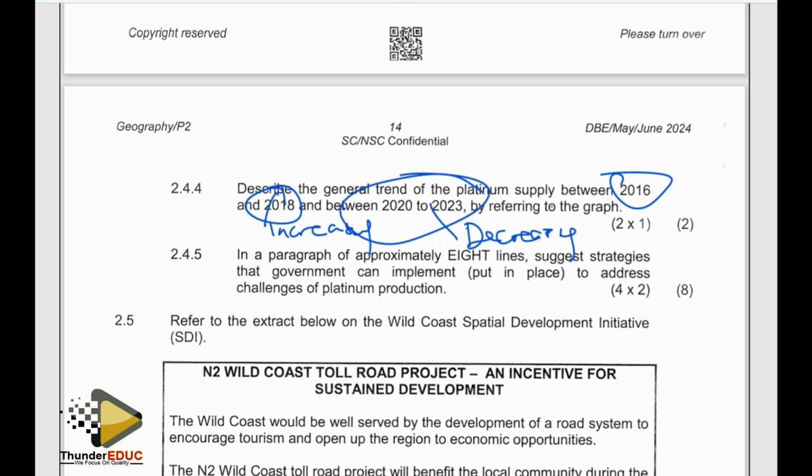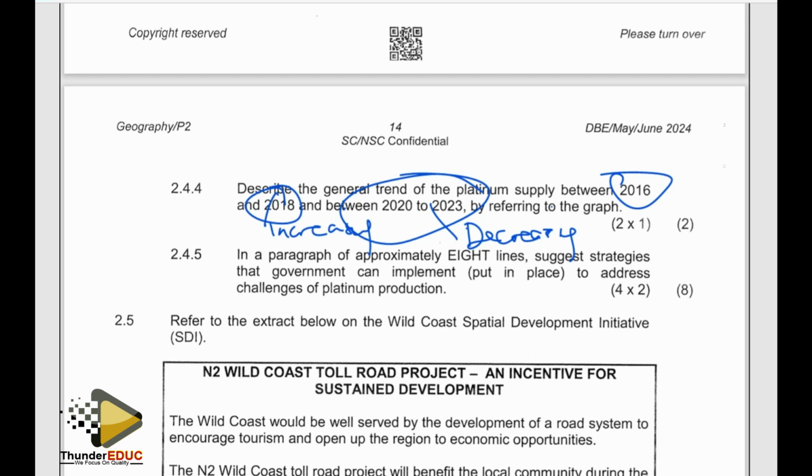Right, in a paragraph of approximately 8 lines, suggest strategies that government can implement to address challenges of platinum production. For example, the challenges that we have noted there: a social challenge of labor strikes, and a service delivery challenge of electricity. What can the government do to try and address such problems? You can talk of the government dealing with labor strikes. How can the government solve the problem of continued labor industrial action by workers in the platinum mining industry?